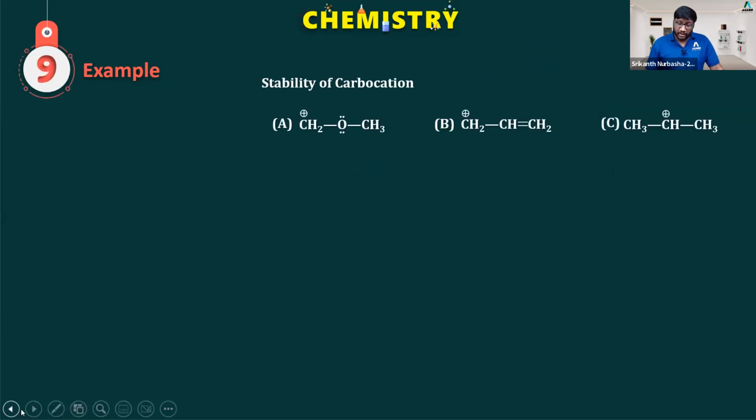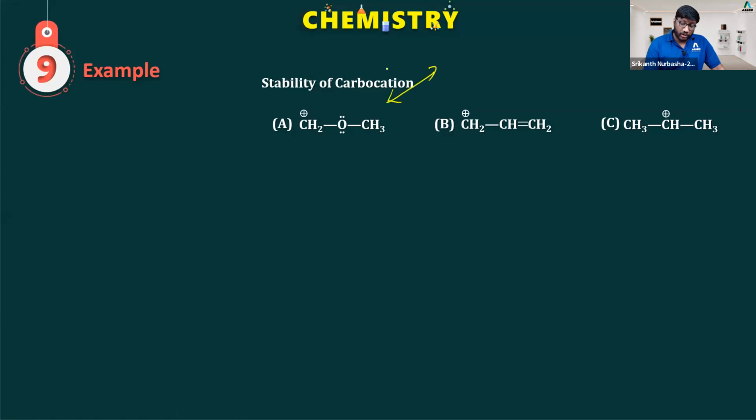Try to compare here A, B, C. CH2, O, CH3, CH2 plus, CH double bond, CH2, CH3, CH, CH3. ABC. Why? Why A is more stable? Complete octet. Complete octet, very good.